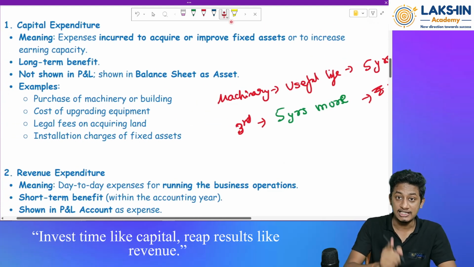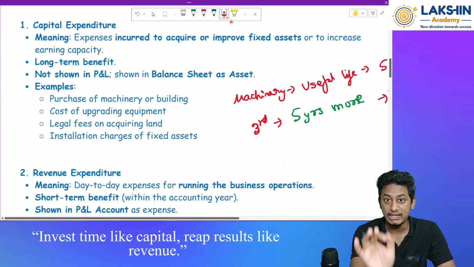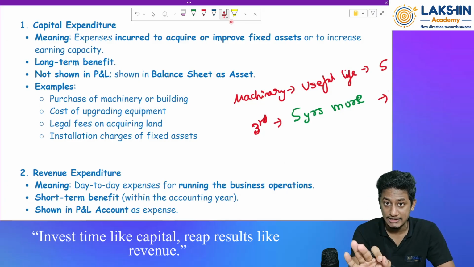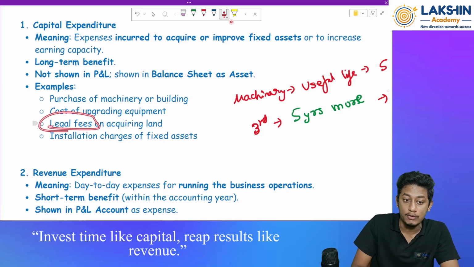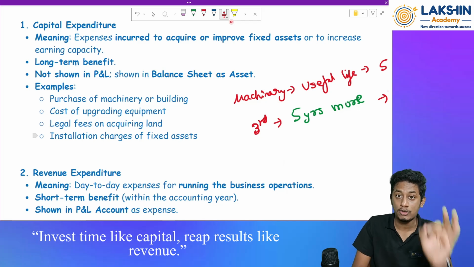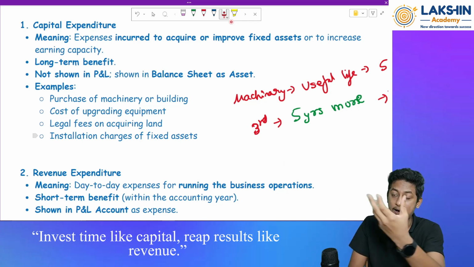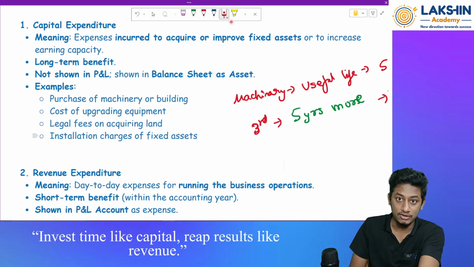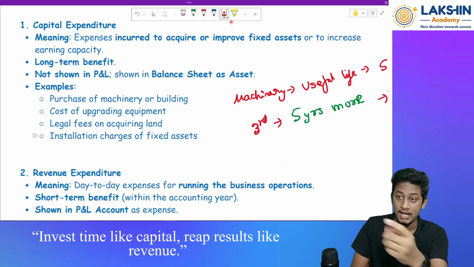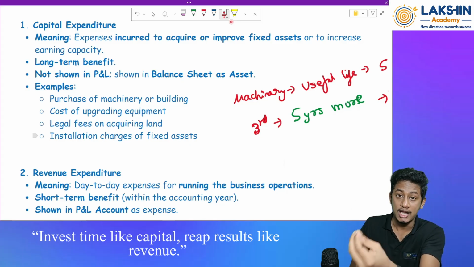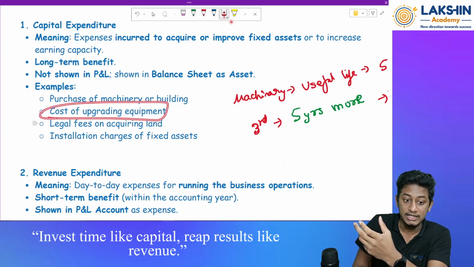This is called capitalization of the cost. Whenever I say capitalization, that means I am going to add whatever expenses I have incurred to acquire the asset. Whatever expense is incurred to buy the asset, even the first time, that will become part of the asset.